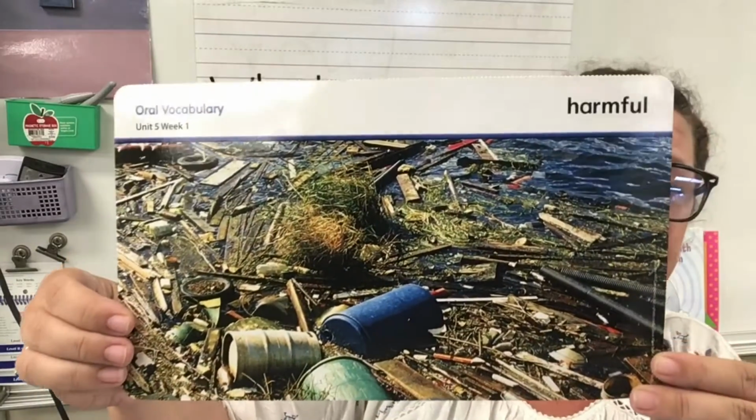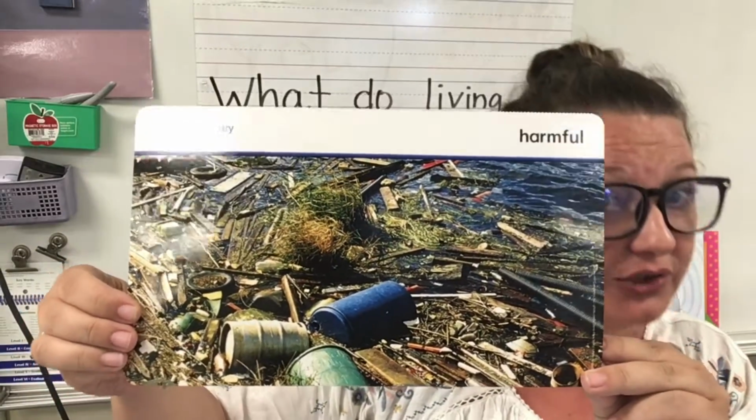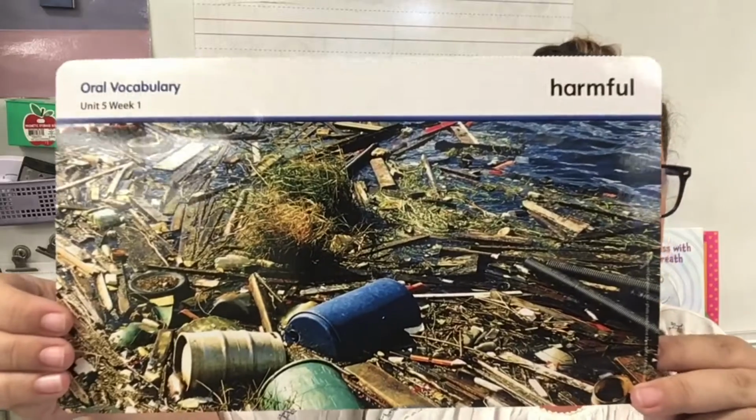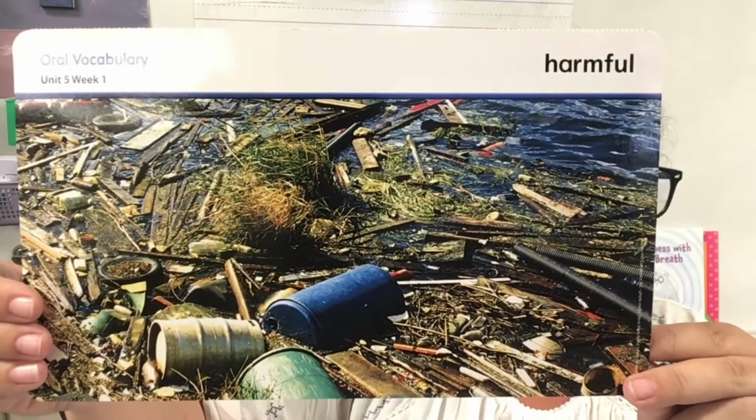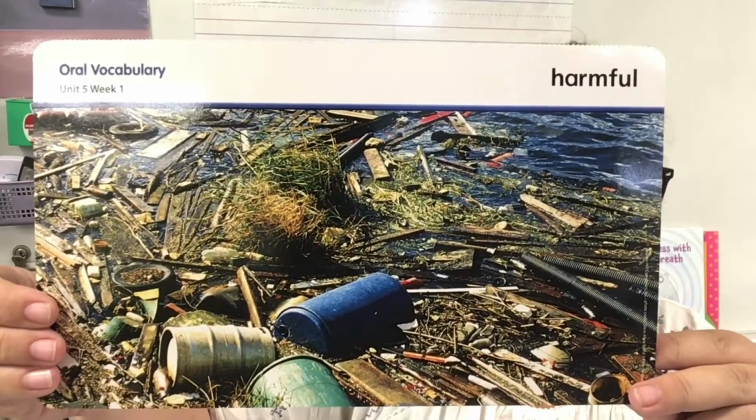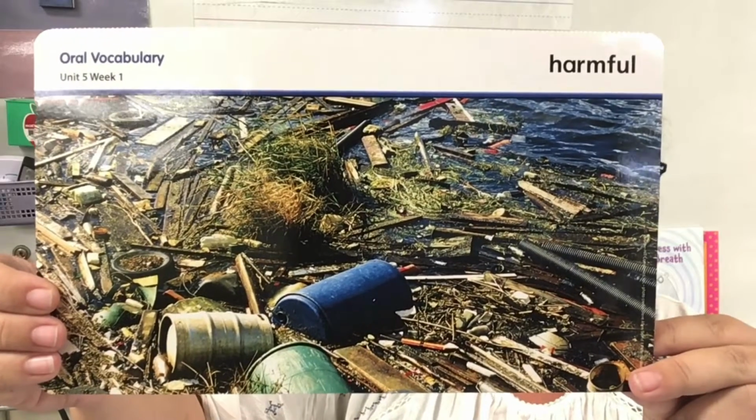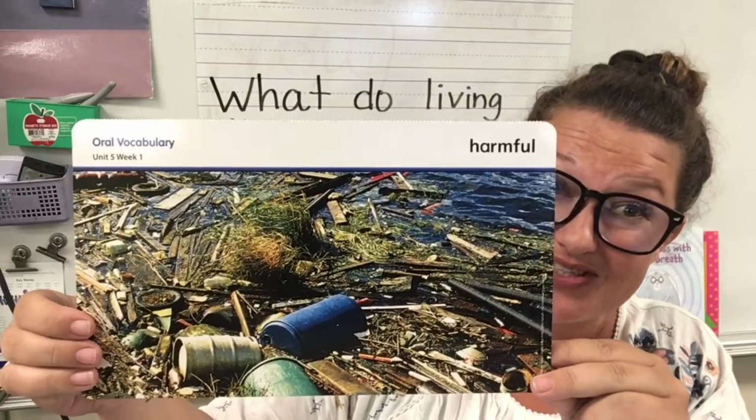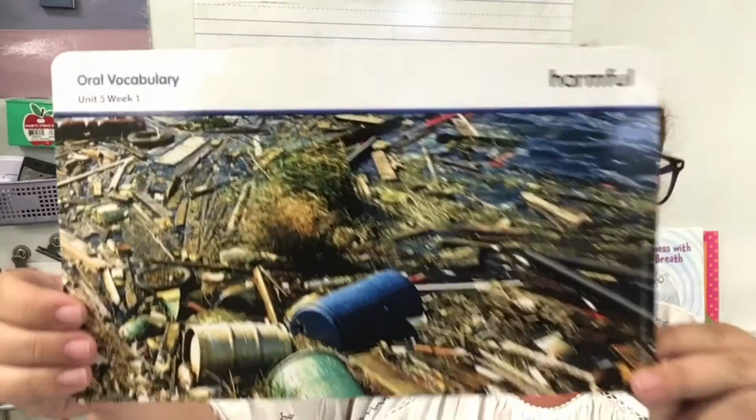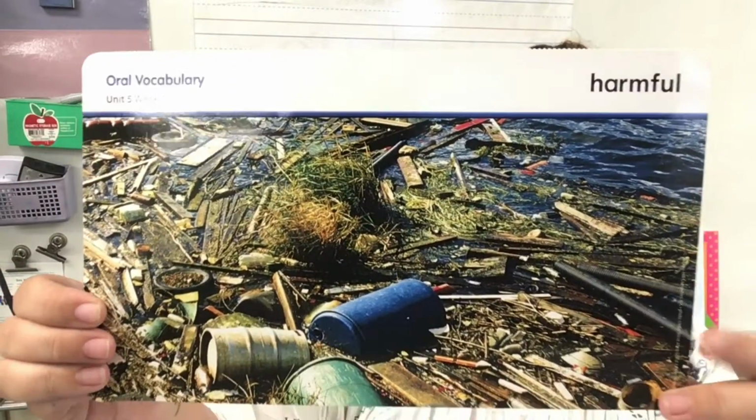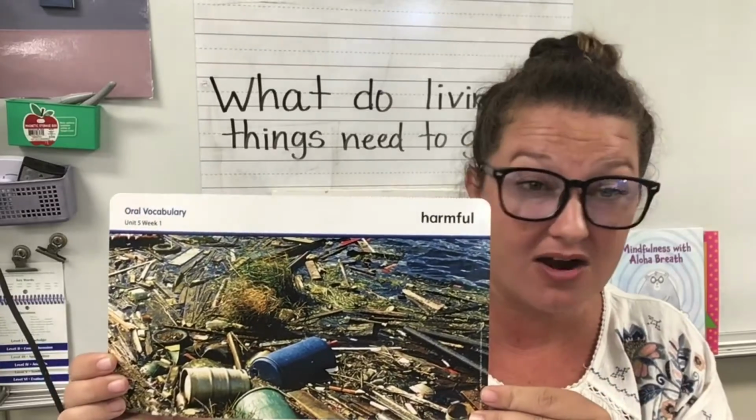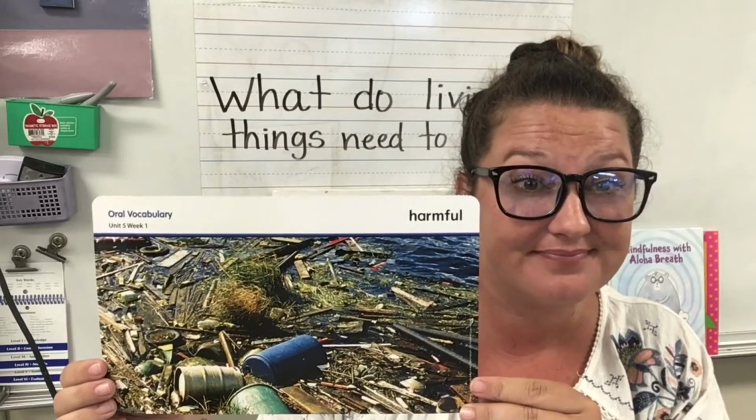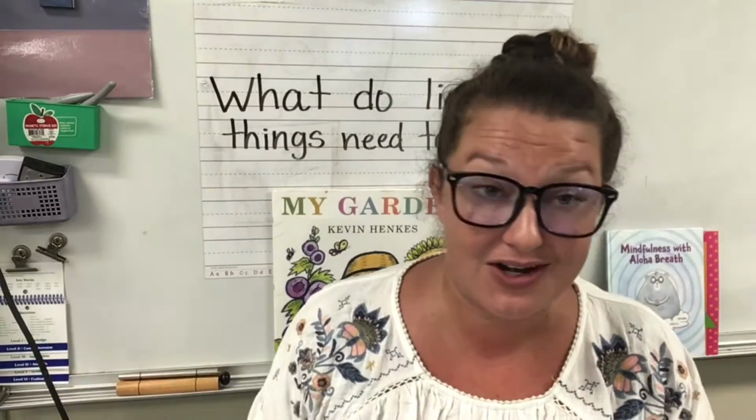Something that is harmful can hurt you. In this picture, they're showing a lot of rubbish, garbage, pollution. It's harmful to air and water, and animals and plants. Harmful. Why is it important to keep harmful things out of our ocean? Well, we talked about litter is harmful to coral reefs and other things that are in the ocean.